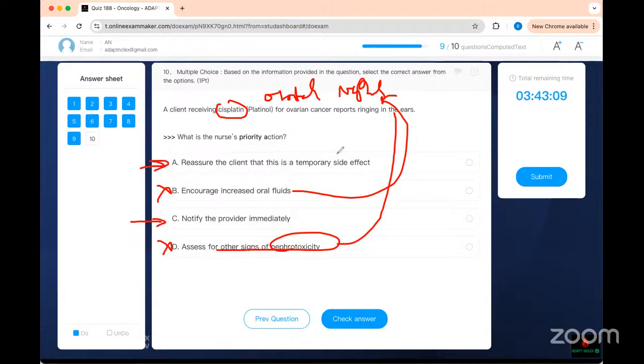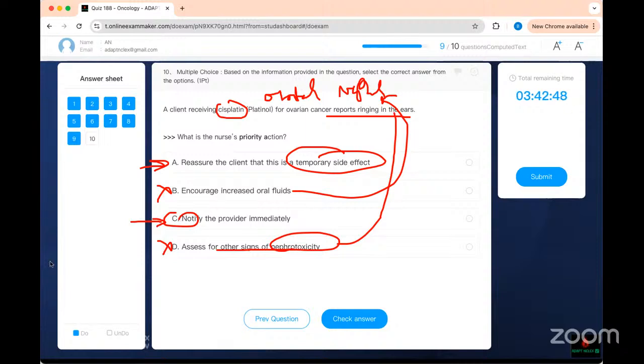Think about it. Patient is having ringing in the ear, and you're saying, well, it's a temporary side effect. Ototoxicity is not a temporary side effect. If you don't do anything, it's not going to go away. Complete hearing damage. So you should notify the healthcare provider.